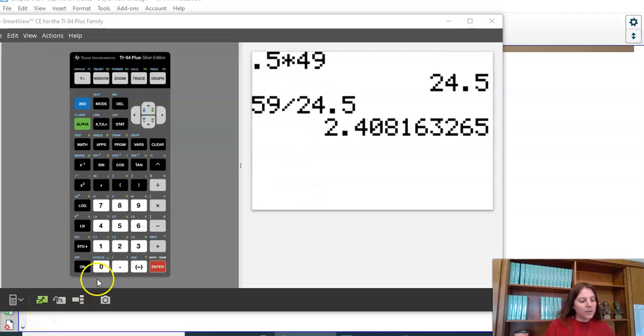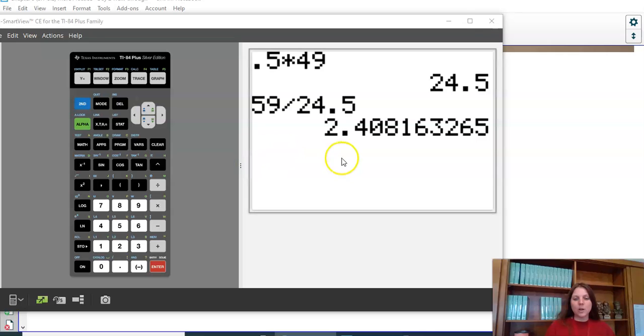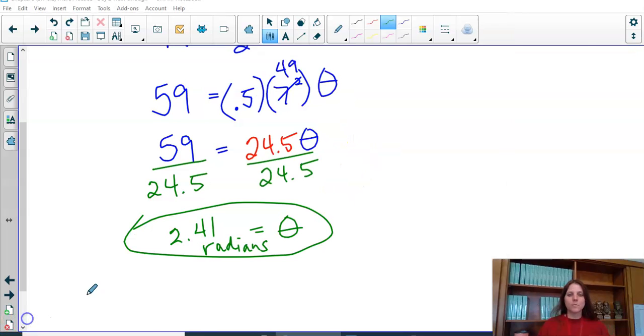You can see that it says to round to the nearest hundredth in this question. So I'm rounding this to 2.41. Hundredths is 2 numbers after the decimal, 2.41. In this formula, theta is an angle, and in this case, theta is in radians. If you needed the answer in degrees, then you would have to convert it at the end. This one was just looking for radians, so you're done.